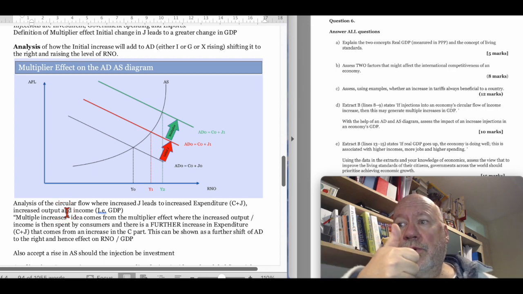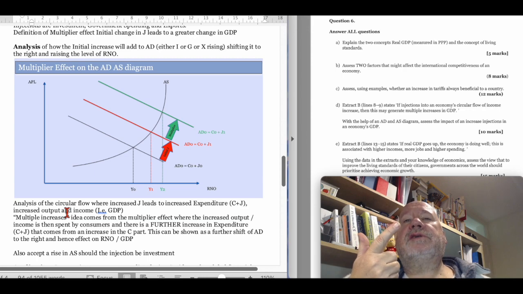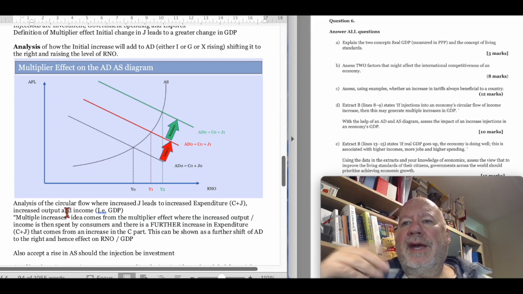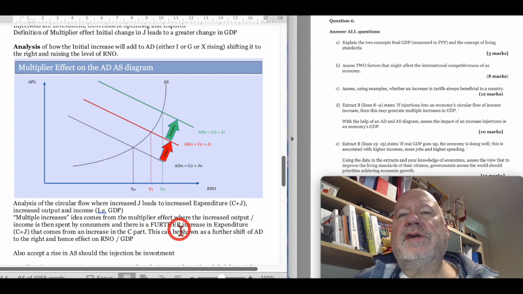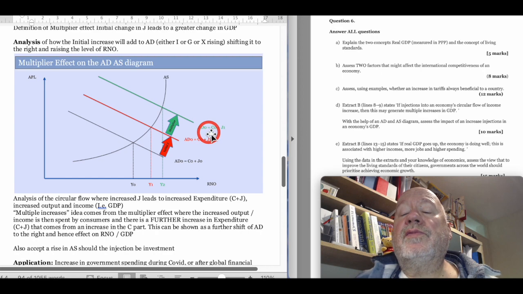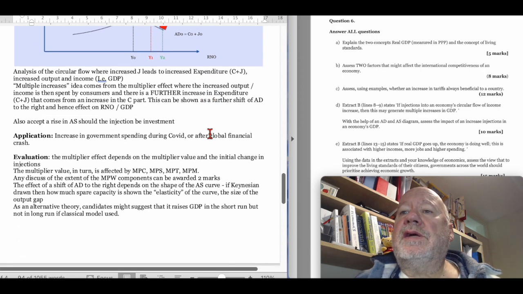Firms increase output, then they pass that increased output on as higher income, and it is that higher income then, it says here, the income is then spent by consumers, and there's a further increase in expenditure coming from the C bit. So in this diagram here, the first shift is because of the injections going up. The second shift is because of consumption going up. So that's really important that you get that over to the examiner.